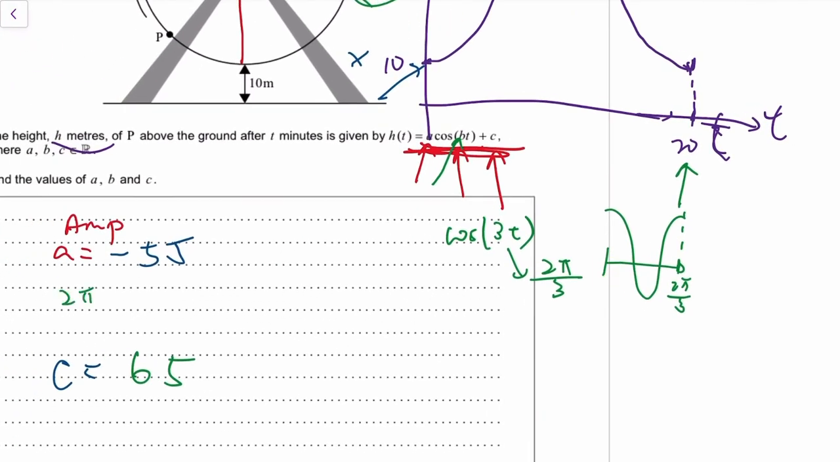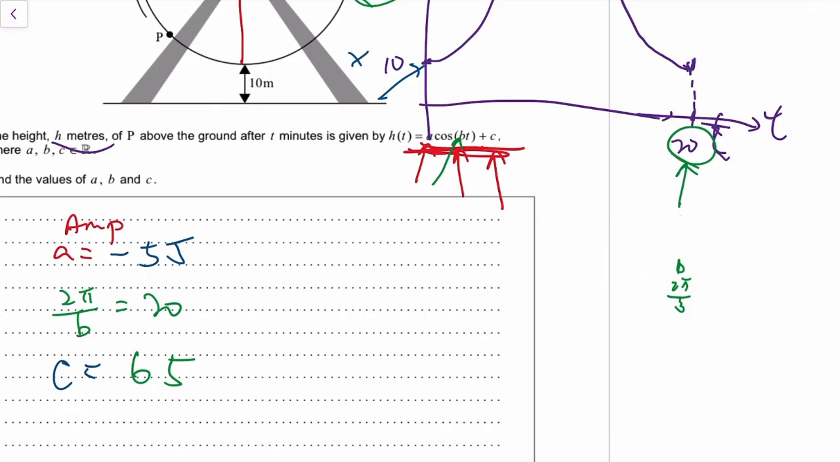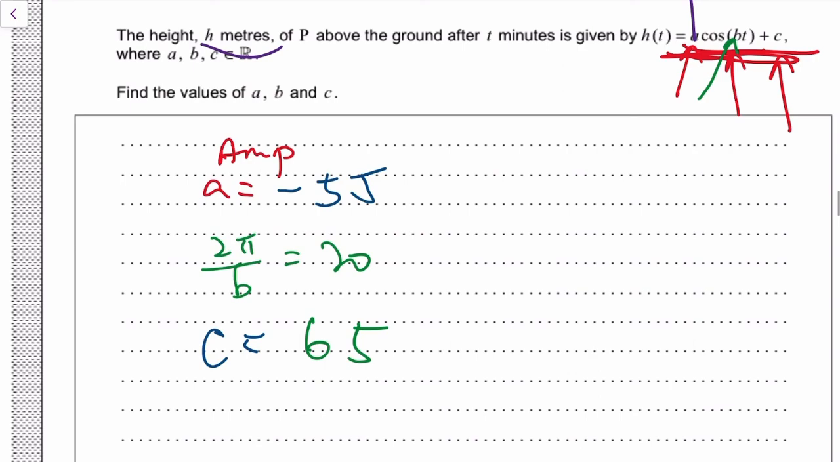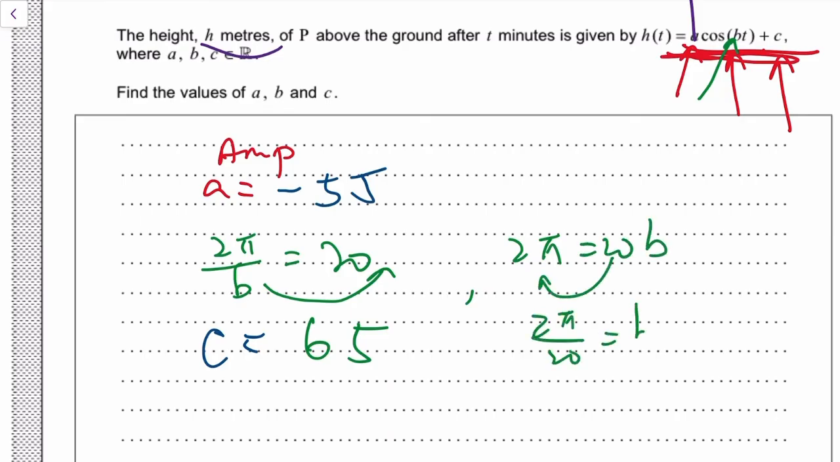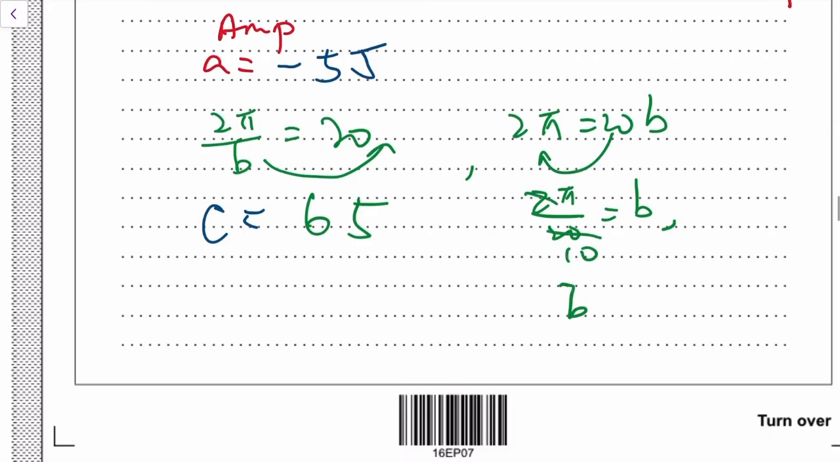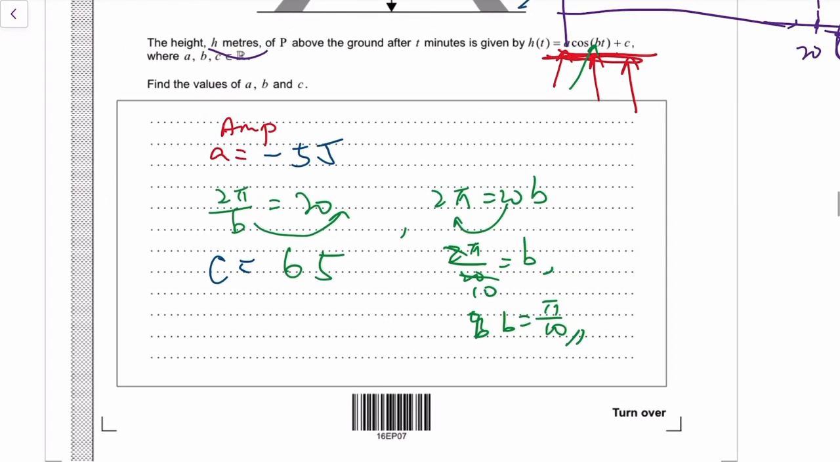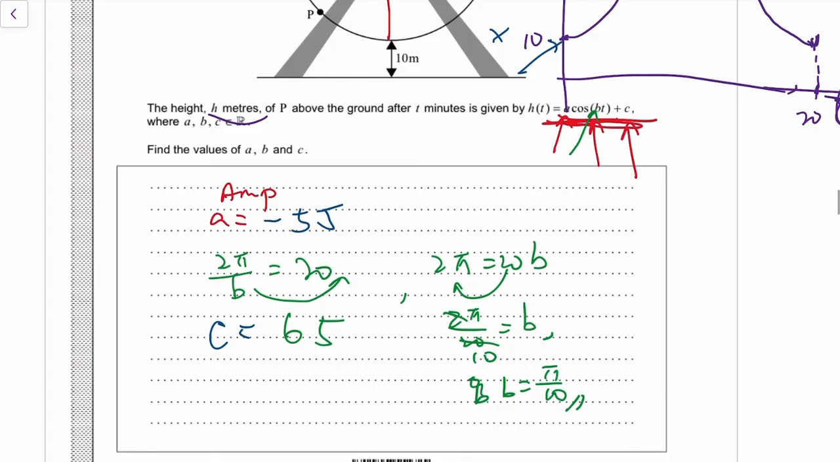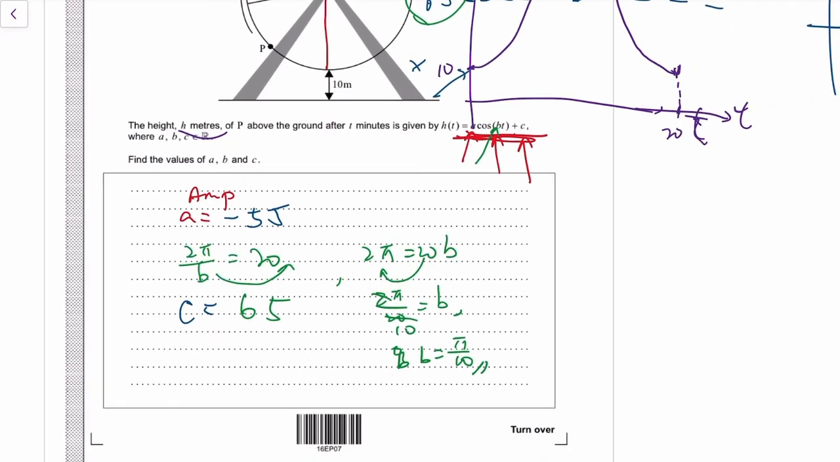So 2 pi over B should give you the period, which is 20. This works for both if the graph is stretched or compressed. Then we multiply B to the side and divide by 20. Cancel out. So B is pi over 10. Again, a very popular type of question. This would be a very basic kind, actually.